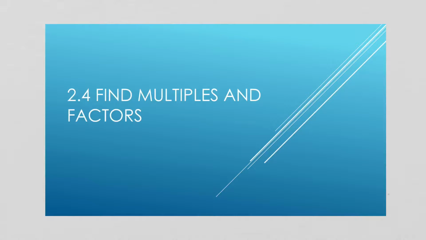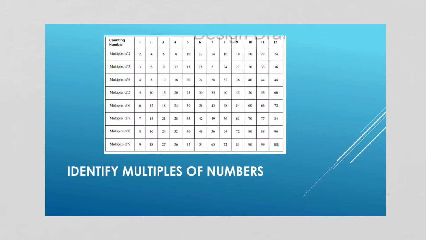Alright, so now we're going to find some multiples and factors. Here is a multiple chart. So you might want to hit pause and take a look at this. So the multiples of, let's say, 5, just read them straight across from there. So 5, 10, 15, 20, 25, 30, and so on.